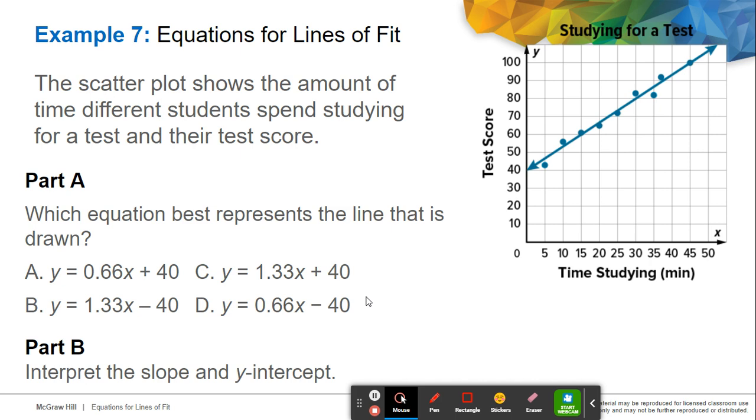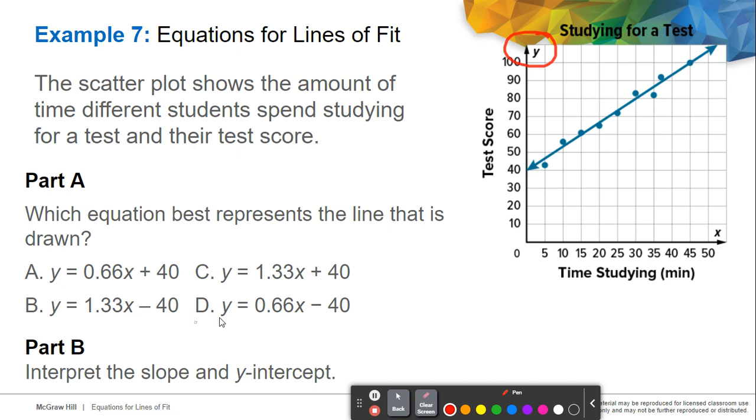Okay, so now let's use that one to answer this question on equations of lines and interpreting the slope and the y-intercept. The scatter plot shows the amount of time different students spend studying for a test and their test score. So let's write an equation that best represents the line that is drawn. Let me give you a quick technique on this one. Remember our y is this one, and it's all positive. So we can actually eliminate two choices already for this question.